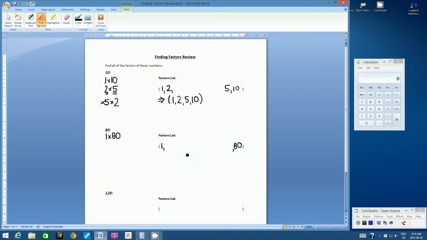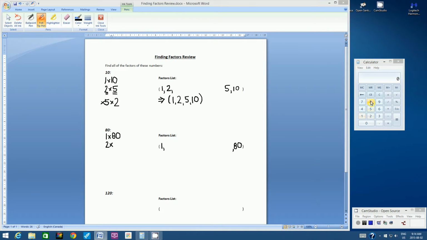Okay, now again, I have no idea how many factors will come between these two numbers. All right, so this is an even number. So if it's an even number, we automatically know that 2 will divide into it. Now here's where you can use your calculator. 80 divided by 2, you could come over here to your calculator.